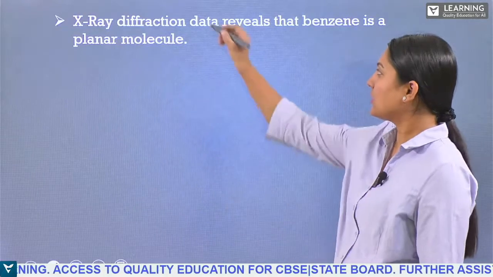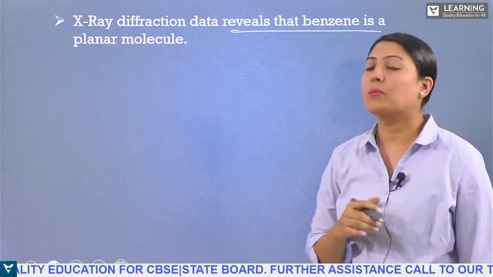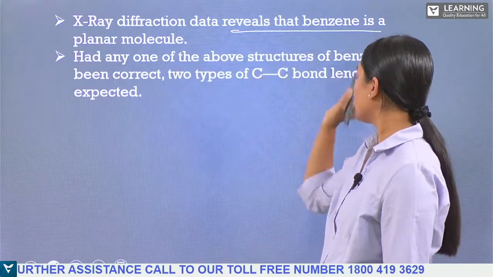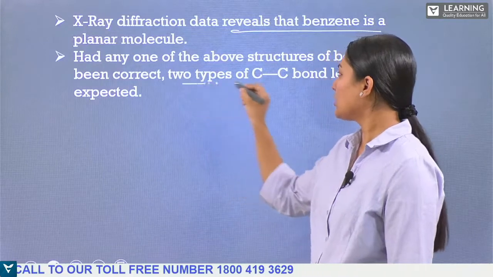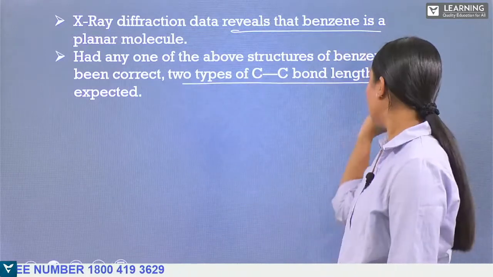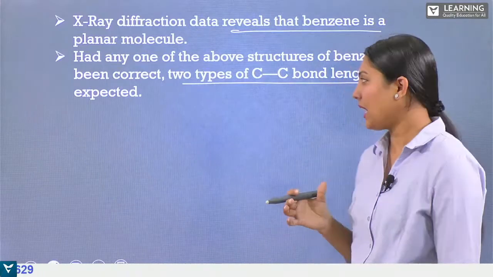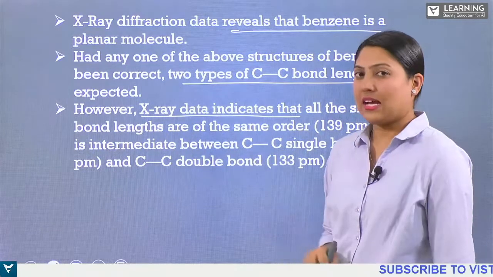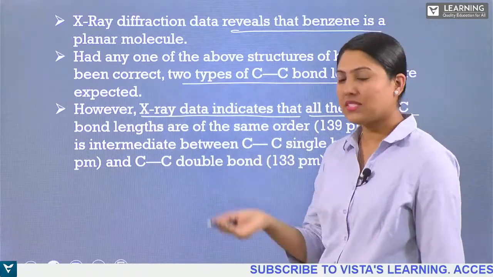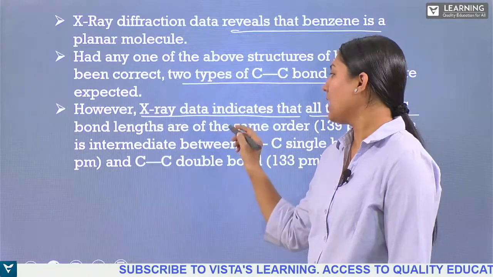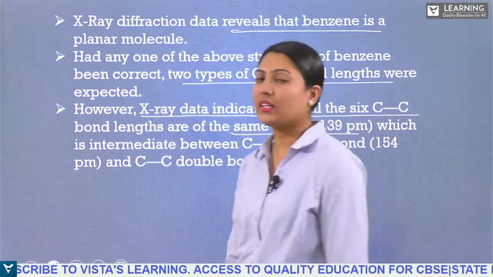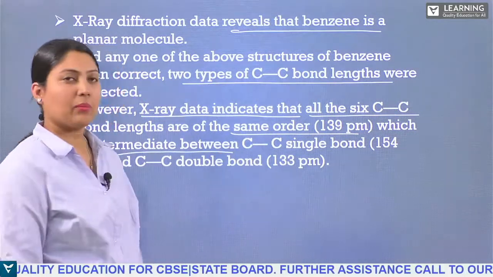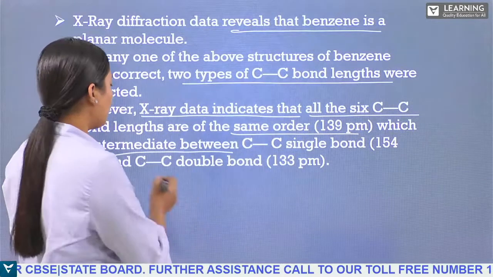X-ray diffraction data reveals that benzene is a planar molecule. Had any one of the above structures of benzene been correct, two types of carbon-carbon single bond length would have been expected. But X-ray data indicates that all the carbon-carbon bond lengths are the same, of the order of 139 picometer, which is intermediate between the carbon-carbon single bond and the carbon-carbon double bond.